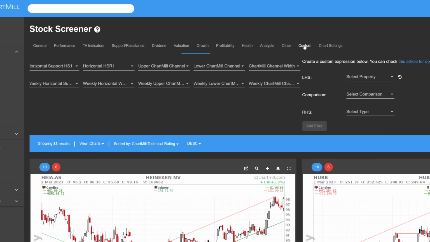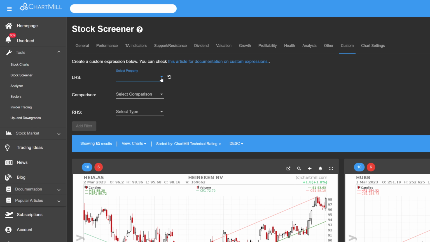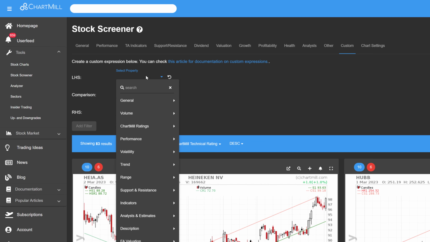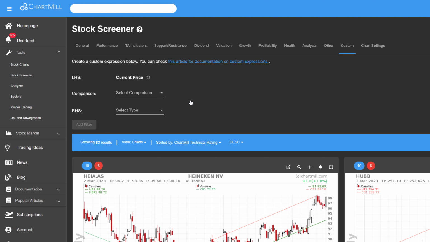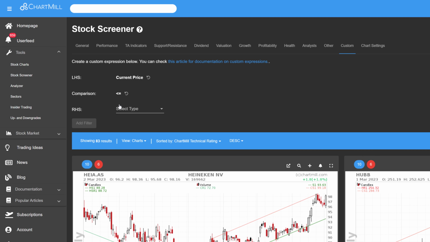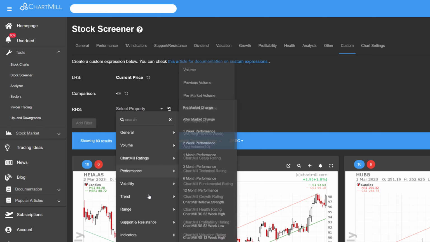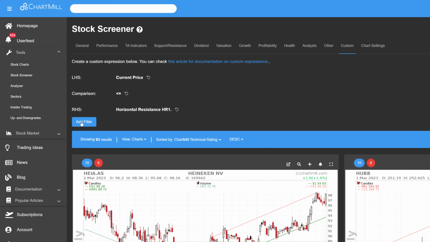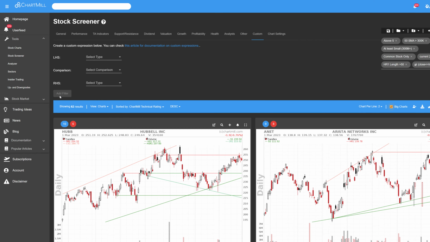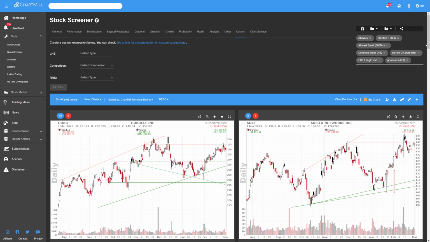For the left side of the equation, select Property, General, and then Current Price. For the equation itself, select less than or equal to. And for the right side of the equation, select again Property, then Support and Resistance, and then Horizontal Resistance HR1. Now click on Add Filter. ChartMill now displays only the stocks whose price is below the recognized resistance.